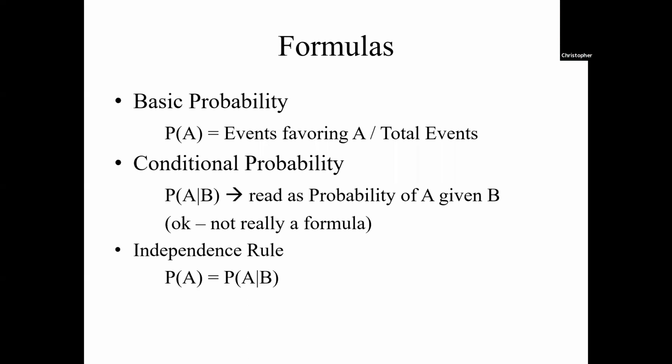The independence rule states that 2 events are independent, that is, they don't influence each other, when the probability of A is equal to the probability of A given that B has already happened. So those are the 3 types of probabilities and the 3 types of formulas we're going to deal with. The formulas themselves and the calculations aren't particularly challenging. It's just understanding what to put into the calculations, which is what we'll go over.